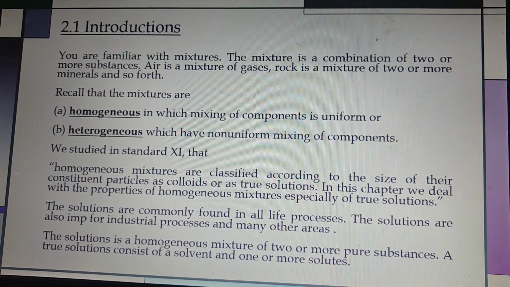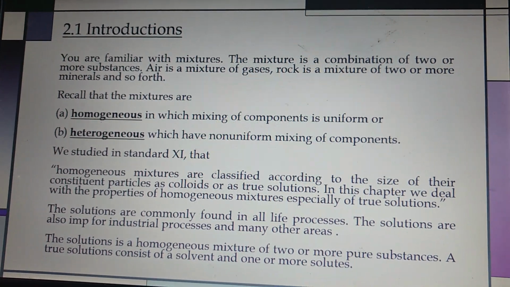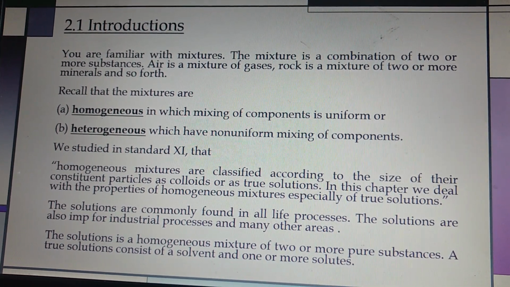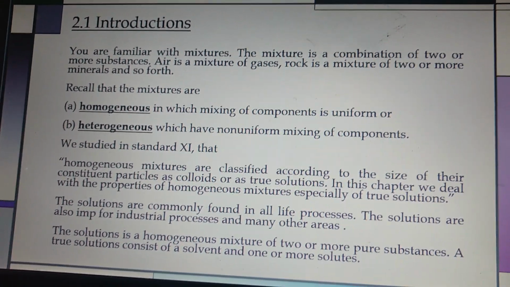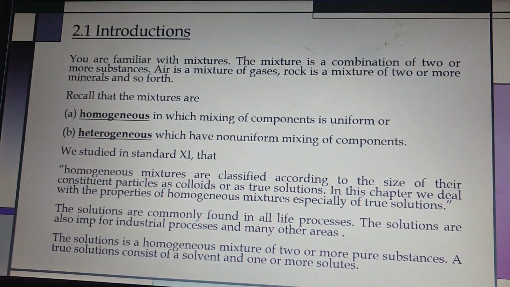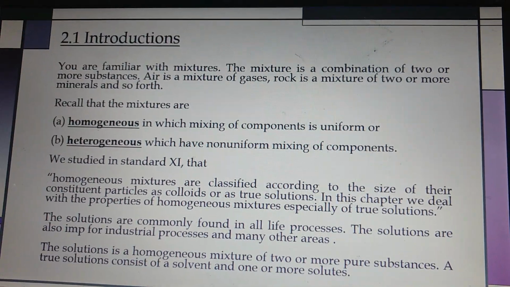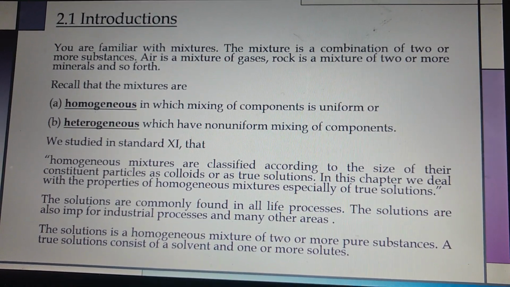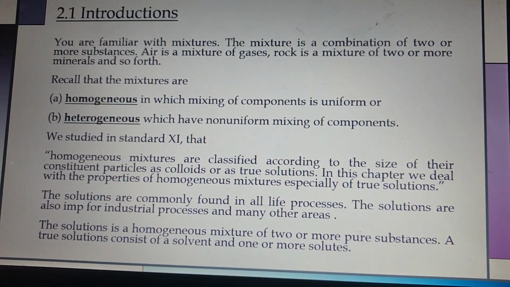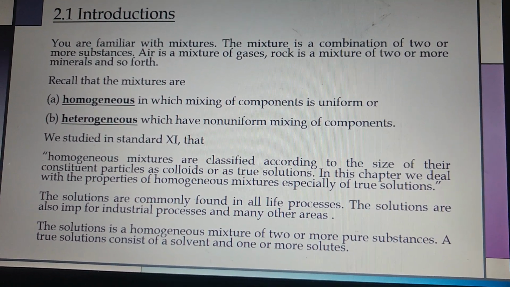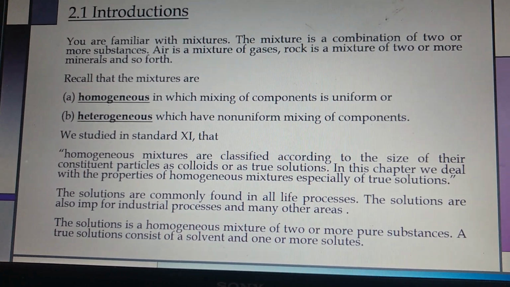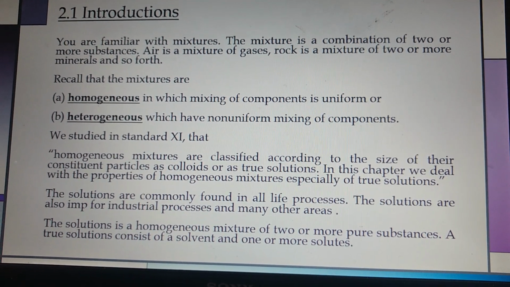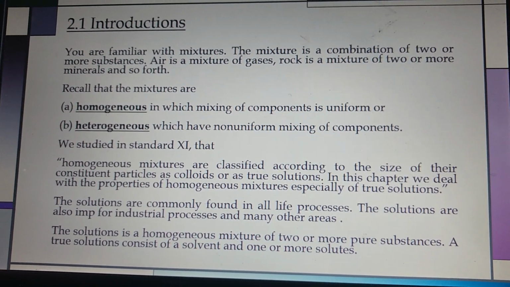Dear friends, all of you are familiar with mixtures. The mixture is the combination of two or more substances, like air, like rock. Air is the mixture of gases, rock is the mixture of two or more minerals, and so on. In 11th standard, we already learned homogeneous and heterogeneous. So tell me, what is homogeneous? Homo means same, geneous means to form. Homogeneous is one in which the mixing of components is uniform, for example sugar solution. Whenever we mix sugar in water, we stir continuously. After a few minutes, we can see the solution is transparent, which is known as homogeneous.